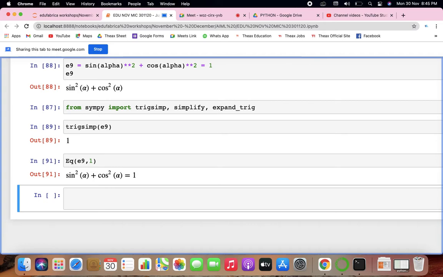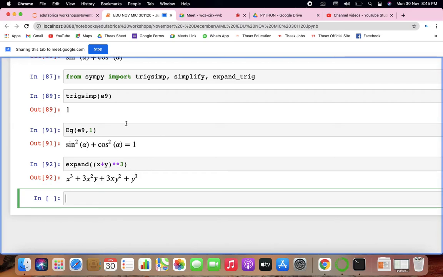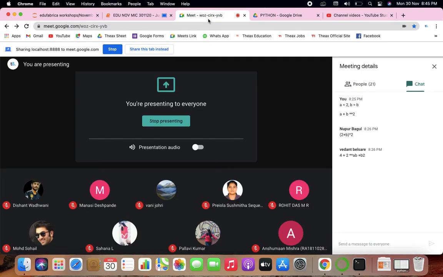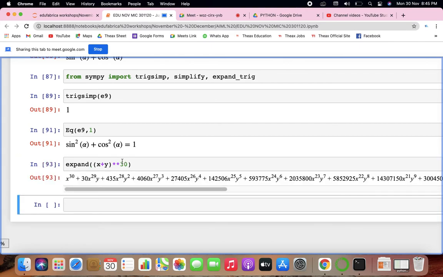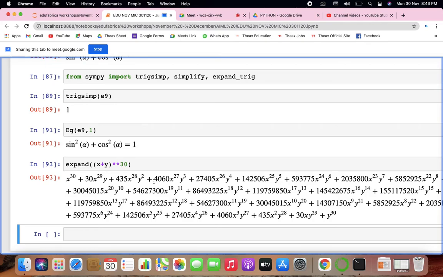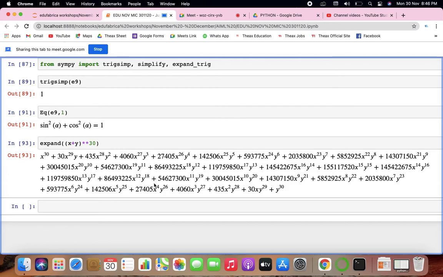Okay? So if I ask you what is the value of x plus y whole cube, anyone quick? Expand could work for expanding things, and it can also work in the case of binomial theorems and all. X plus y to the power of 30 or x plus y to the power of something, you will get the results too, whatever the case. So these are basically used for mathematical things, that is why we use them here.